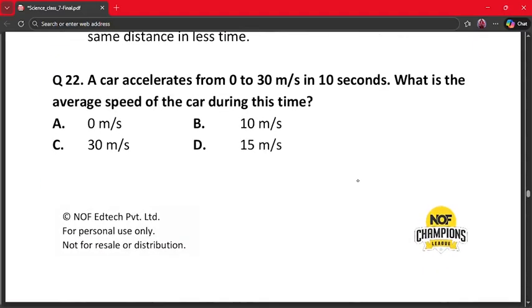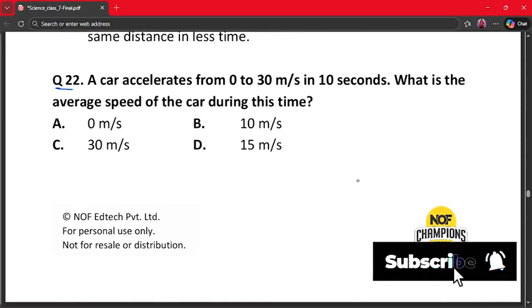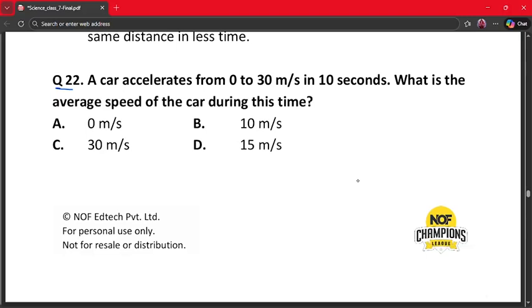Our next question is question number 22. A car accelerates from 0 to 30 meters per second in 10 seconds. What is the average speed of the car during this time? A. 0 meters per second, B. 10 meters per second, C. 30 meters per second, and D. 15 meters per second.